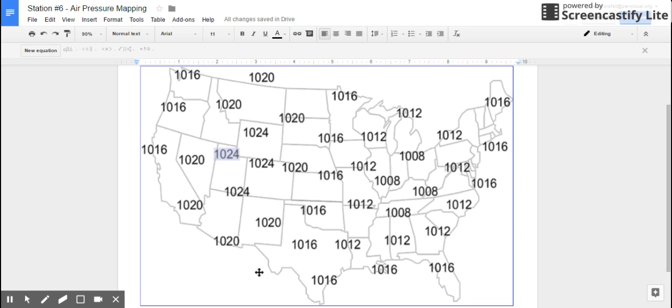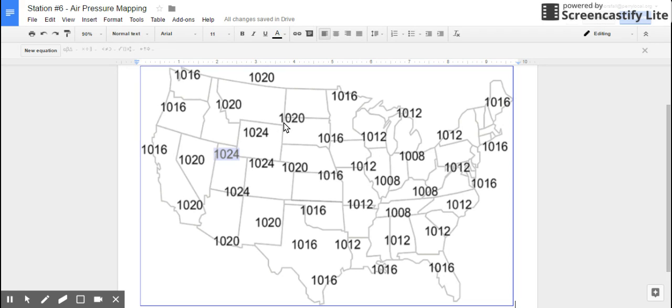All right, what we have here is a map of the United States showing air pressures from the west coast to the east coast. We're going to start by focusing in on three different things. The first thing we want to do is draw isobars that will connect our like air pressures. So I see a 1016 here, a 1016 here, and all the way down. And what I'm going to do is connect them with a line. I'm going to do the same thing for each of my different numbers that I have here.